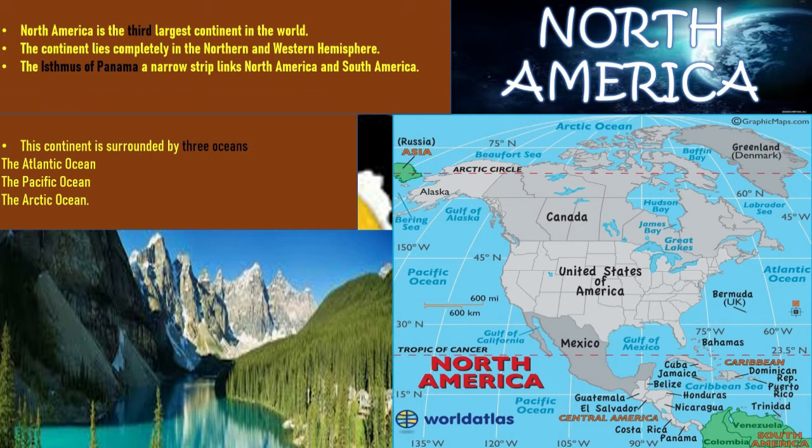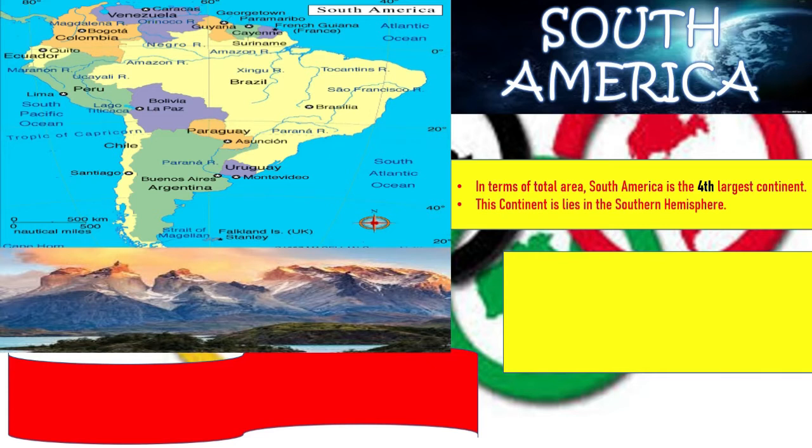Now, let us know about our next continent, that is South America. South America is the fourth largest continent in terms of total area. It lies in the southern hemisphere. There are two oceans that surround South America. They are the Atlantic Ocean on the east and the Pacific Ocean on the west.